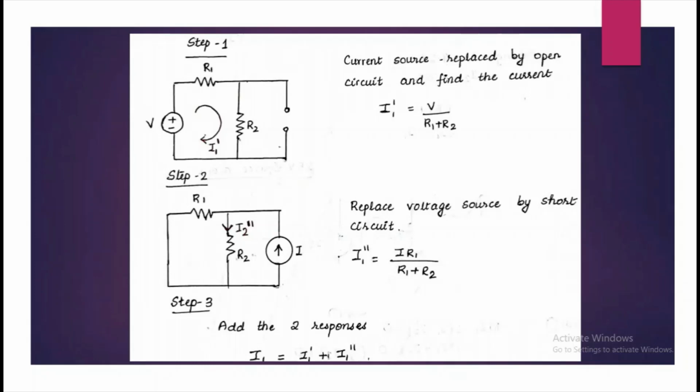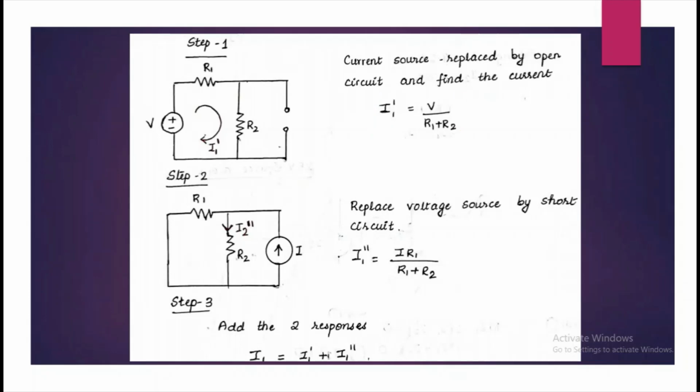So step 1, according to superposition theorem, let's consider the voltage source alone. We have to consider one source at a time. So let us consider the voltage source, and we will open circuit the current source since its internal resistance is infinity. Now using any method you can find the current I1 dash which flows through the resistance R2. So here we have used the mesh equation to find that current, and that is I1 dash is equal to V by R1 plus R2.